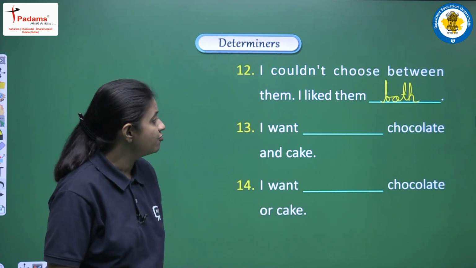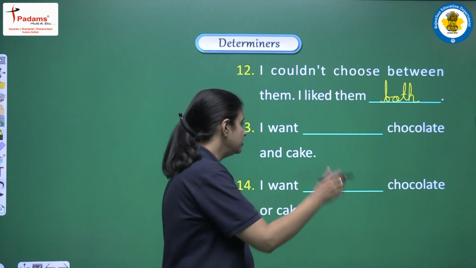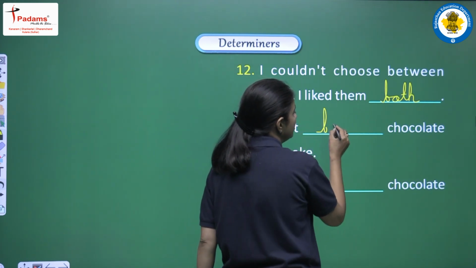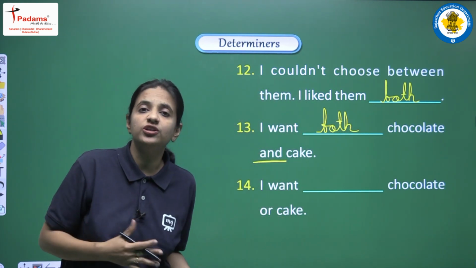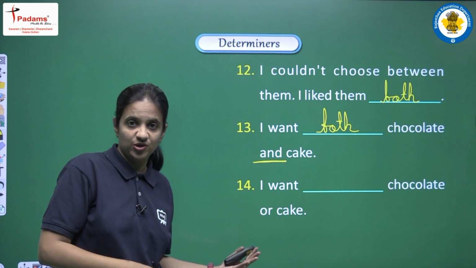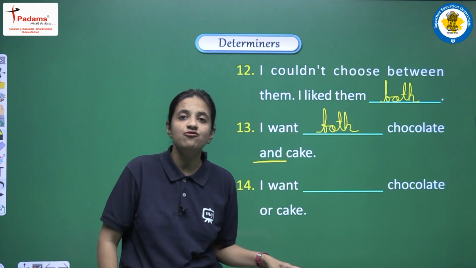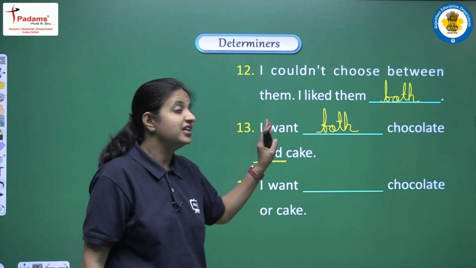Next is, I want chocolate and cake. So here look carefully, we are having and. So here I am writing both. And the sentence will be, I want both chocolate and cake. Okay, so here we are choosing both the options, and we are saying that I want both the things. I want chocolate also, and I want cake also.